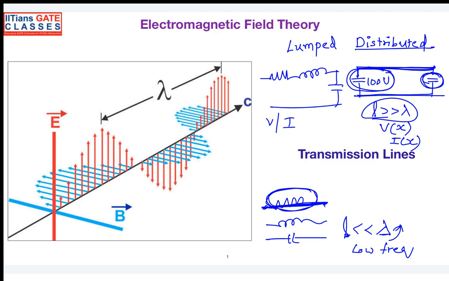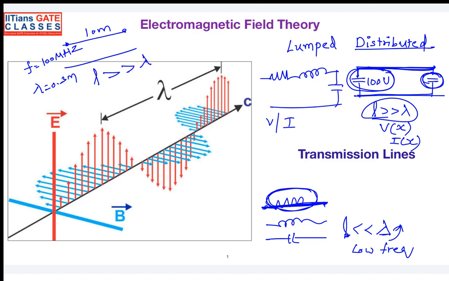Yeah, distributed element means the length of the element is much higher than your operating wavelength. Suppose I have a transmission line, and let us say the length of the transmission line is 10 meters. And if I was passing a frequency of, let us say, 100 megahertz, can you tell me what is the wavelength? The wavelength is in the order of 0.3 meter. In that case, what will happen? Your length of the transmission line is much, much higher than your operating wavelength.